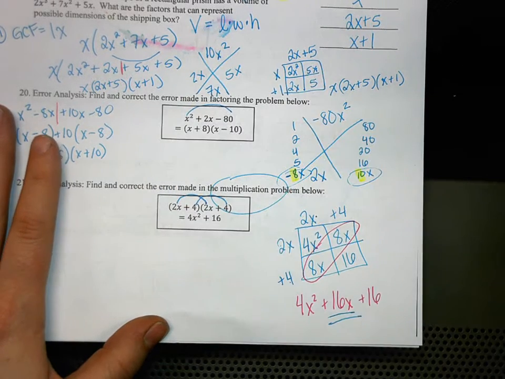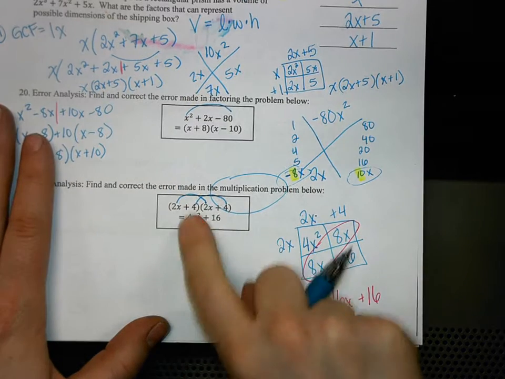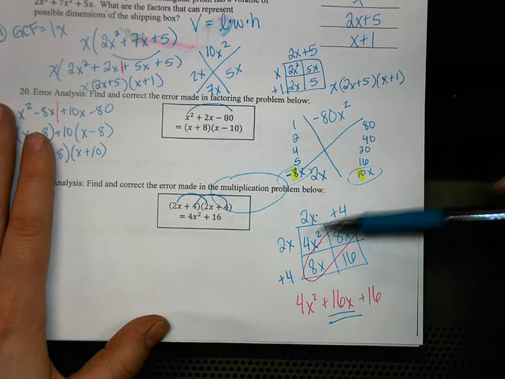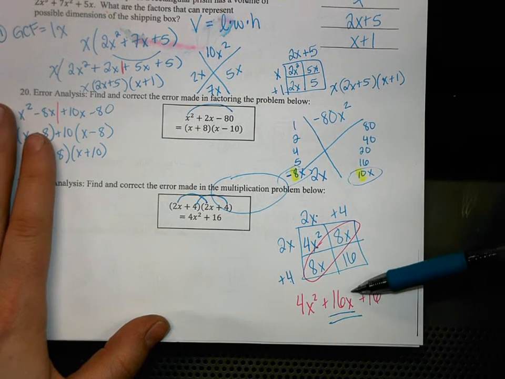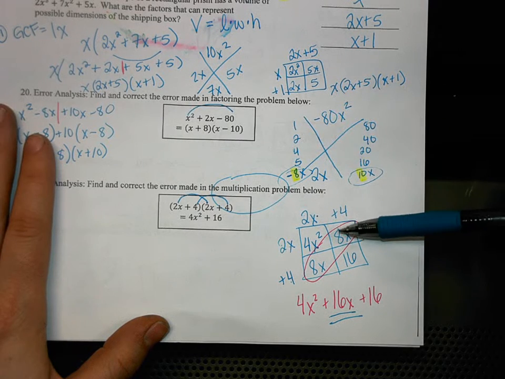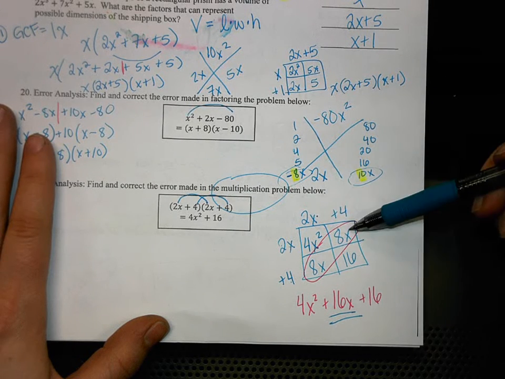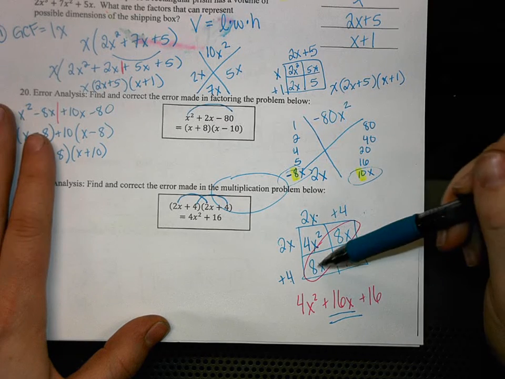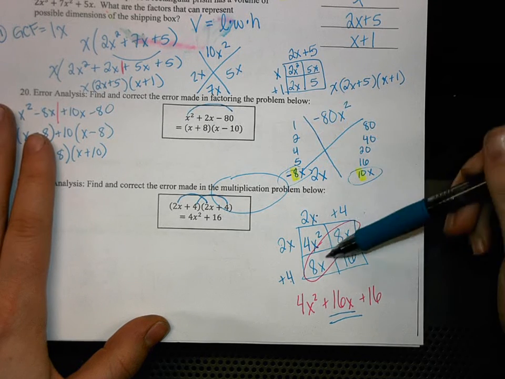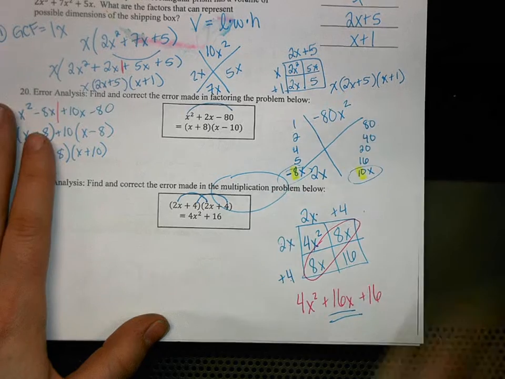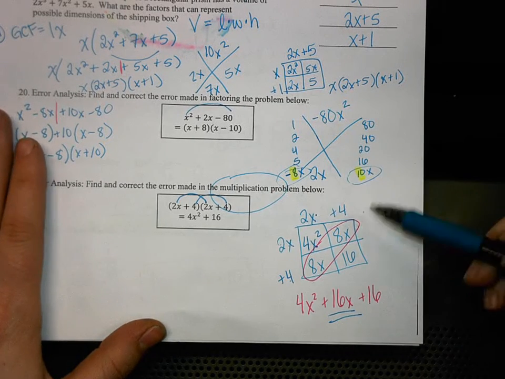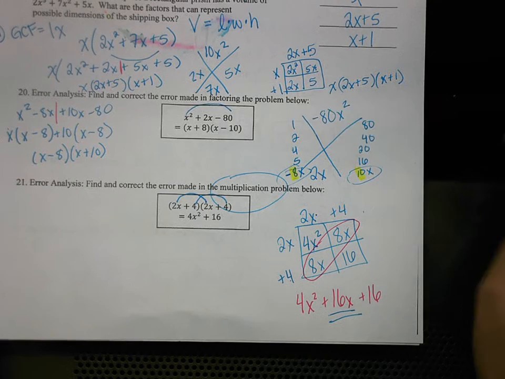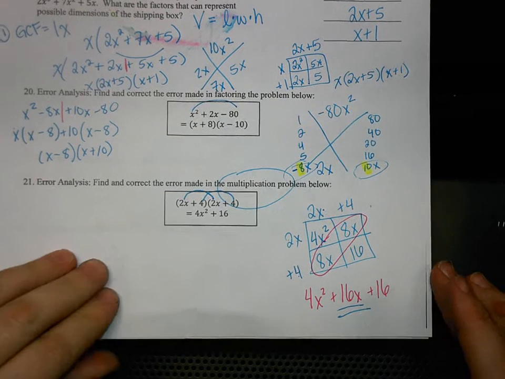You can't just multiply your first terms together and your last terms together. You have to multiply to get 4 separate terms and then combine like terms. Or they might have said 8x plus 8x cancels each other out. Those don't cancel each other out unless they're opposites. One of them has to be positive and one of them has to be negative in order for the middle to cancel. So those don't cancel. So tell me something about the error they made and how they could do it correctly.